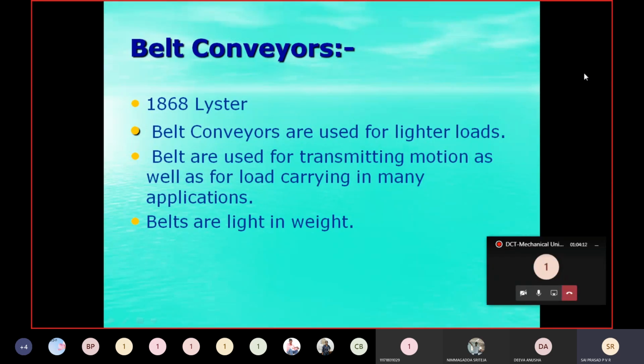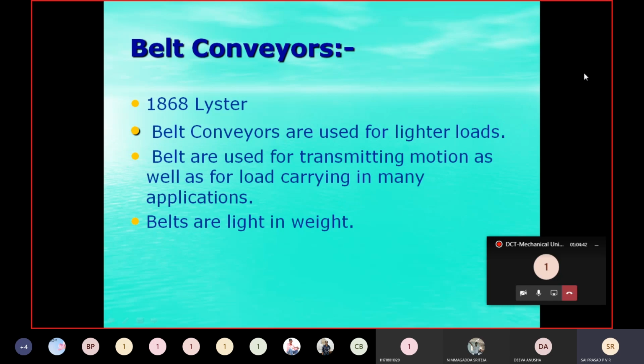Once the pulley starts, what will happen? The belt will move. As the belt is moving, if you keep any material there, the material will move from one pulley to the other pulley, or we can say the material is conveyed from one point to another point. Here, the belt can take lighter loads, because it is not used for coal or materials whose densities are very high or which have intricate shapes, or for irregular particles.